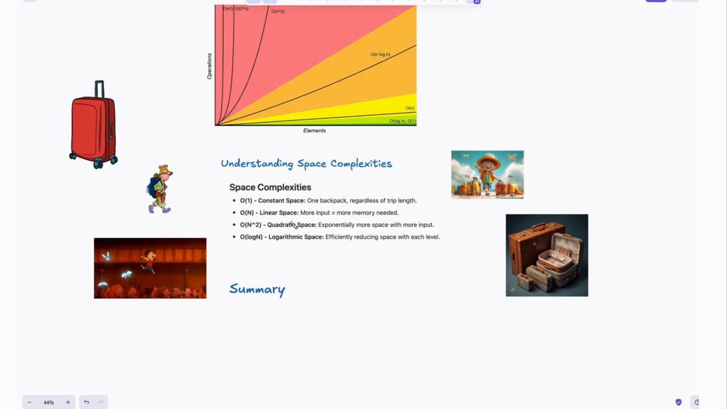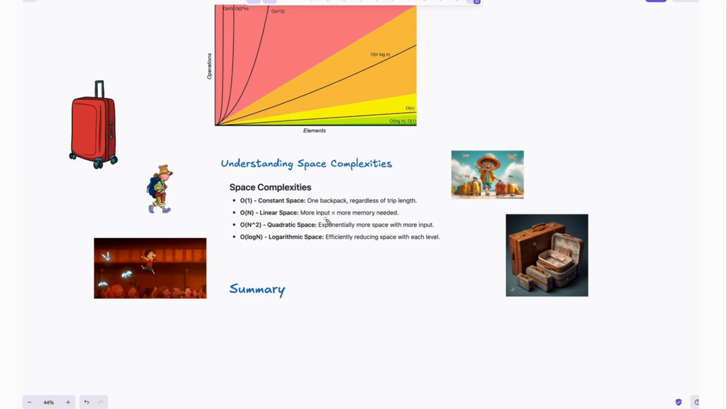Next is linear space. Now imagine you're planning for a longer trip. So you need more space for every additional day you plan to stay. If you're going for 7 days, you might need 7 outfits. So the space you need grows linearly with the number of days. That's O of n space complexity. The more input you have, the more memory your algorithm will need. So let's say we're working with a hash map, then that's O of n space complexity because we had to process all these elements and then store them, right?